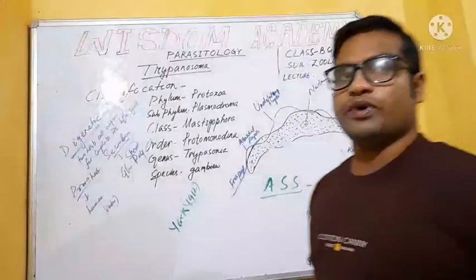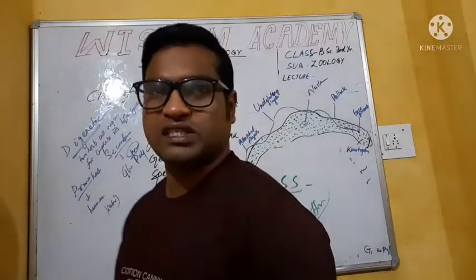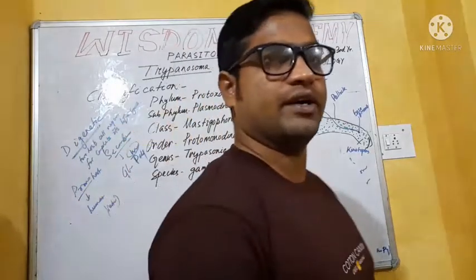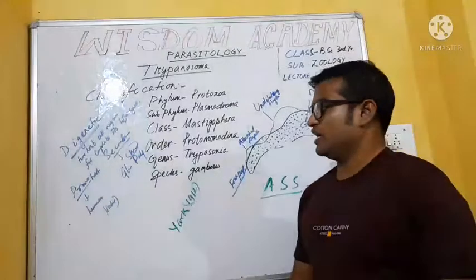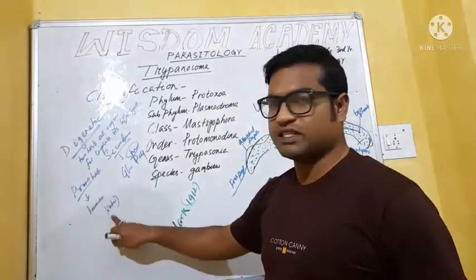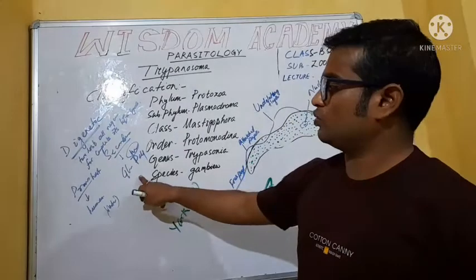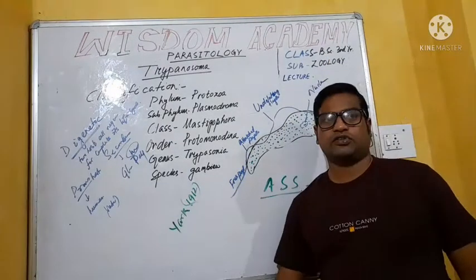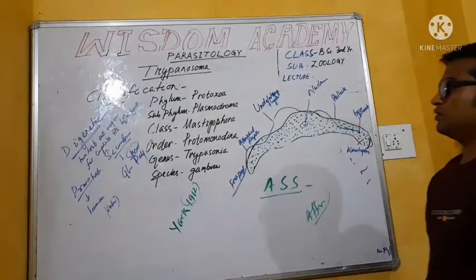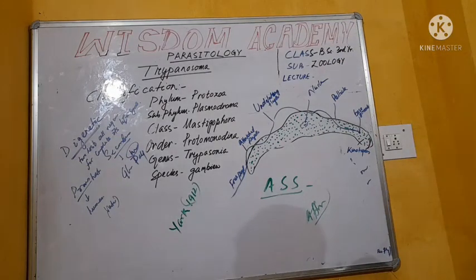That means it requires two hosts for completing its life cycle. The first is the primary host, the second is the secondary host. In the case of the primary host, it first affects human beings, which are vertebrates. Then the secondary host is palpalis, the tsetse fly. So these are the studies in the first lecture.